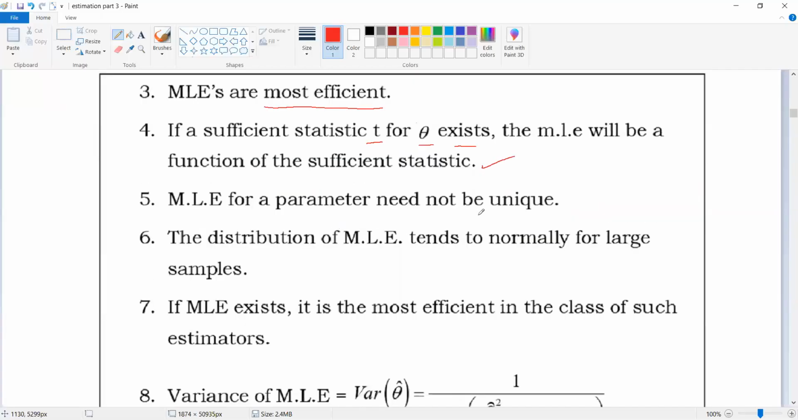The MLE of a parameter need not be unique. I will give you one example. Very, very important point from the examination point of view: the MLE for a parameter need not be unique.